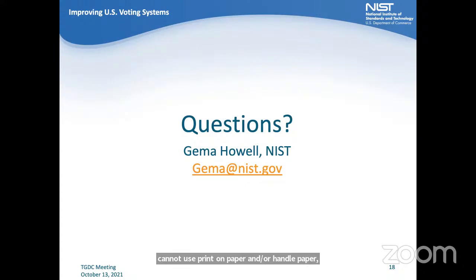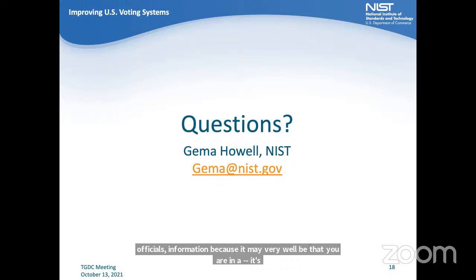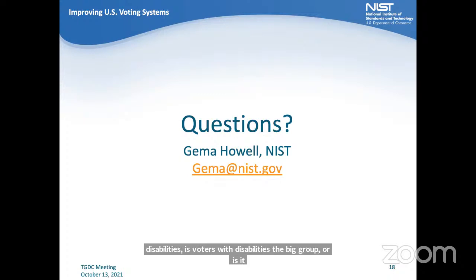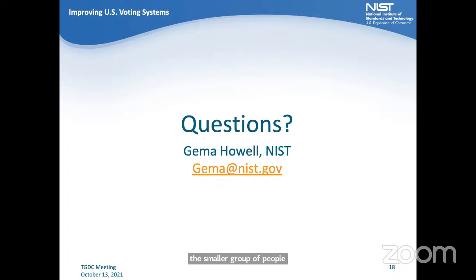So it'll be interesting, and I'm saying this a little bit for the election officials' information, because it may very well be that you're in an awkward position if indeed you allow digital ballot return for a select group of voters, aka UOCAVA voters and voters with disabilities. Is it voters with disabilities, the big group, or is it the smaller group of people with print disabilities? And is it self-attestation or whatever? There's probably going to be some interesting legal discussions that come out of that.